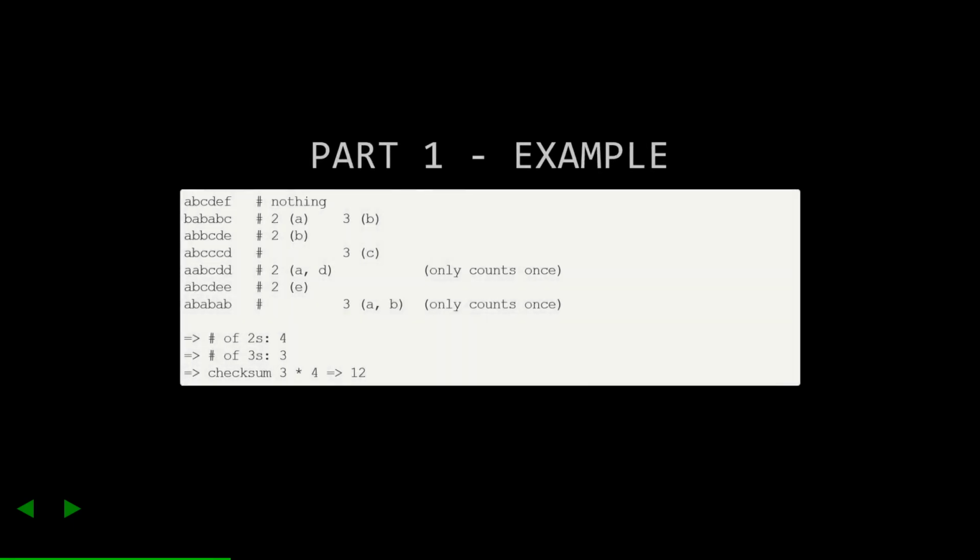Here's the sample data that we're given. I've annotated each ID to show what it's matching. Also note here that we can't double count any ID, even if it has a character that would have been counted twice. In this example, there's 4 things that have 2 and 3 things that have 3, so our overall answer is 4 times 3 equals 12.